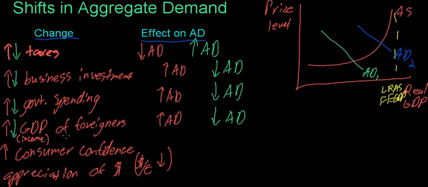Where if the income of foreigners decreases, they will have less money to buy our products, and that will cause a decrease in aggregate demand here, which will lead to a lower level of GDP.